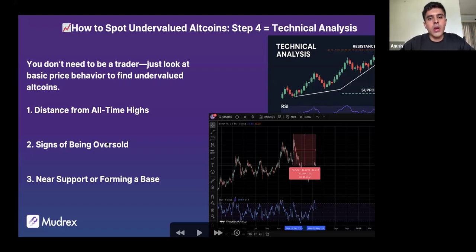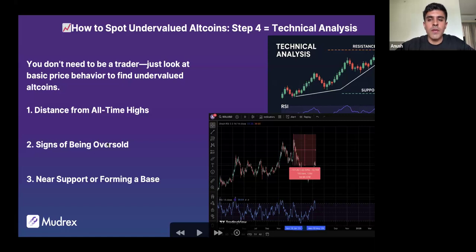A lot of long-term altcoin opportunities are found this way, by identifying coins that are way off from their all-time highs. Next, look for other signs that might suggest that it's oversold. One is called RSI, relative strength index. It basically is a tool that shows whether a token is being overbought or oversold. When RSI is usually below 30, it usually means the token is oversold. Too many people have sold it off, and it might be due for a sort of bounce.